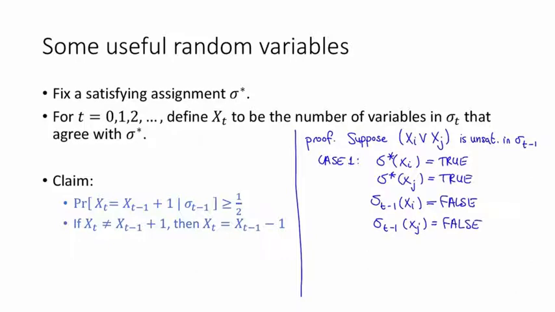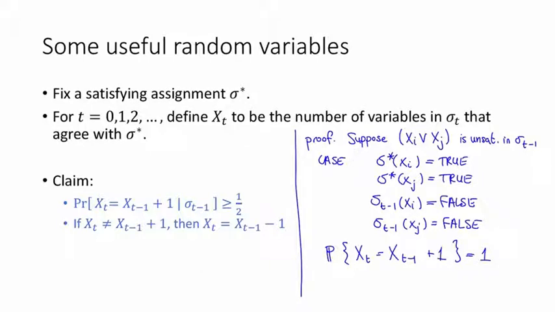So now what's going to happen in our algorithm? We'll choose one of these two variables at random to flip. In either case, a false is going to turn into a true, and we're going to increase our agreement with sigma star by 1. So in this case, the probability that x sub t is equal to x sub t minus 1 plus 1 is equal to 1. Okay, so in this case, that certainly satisfies the claim. 1 is bigger than a half. And now let's move on to case 2.